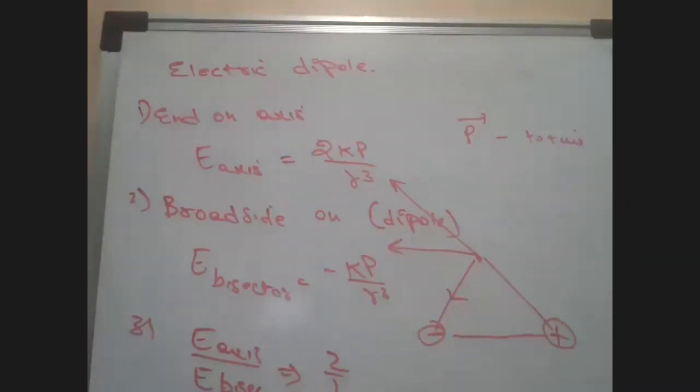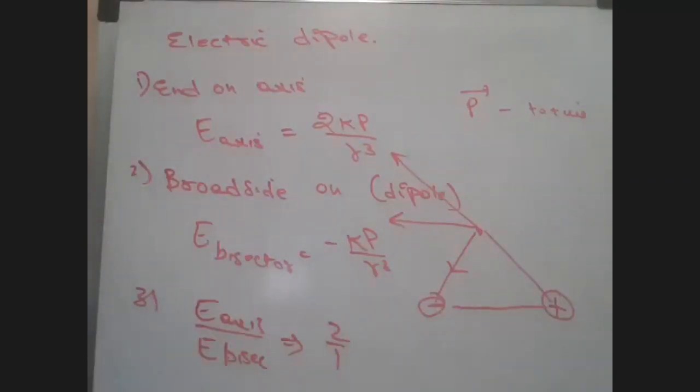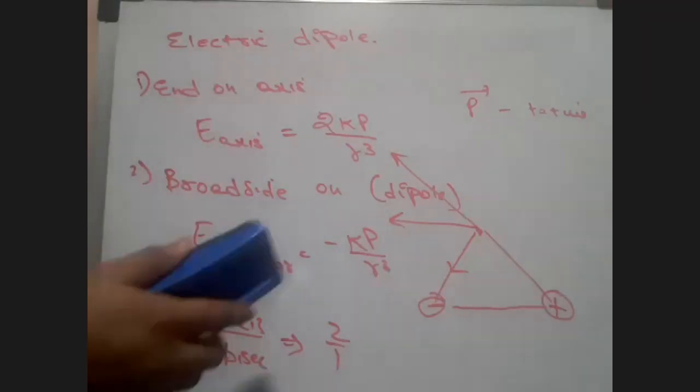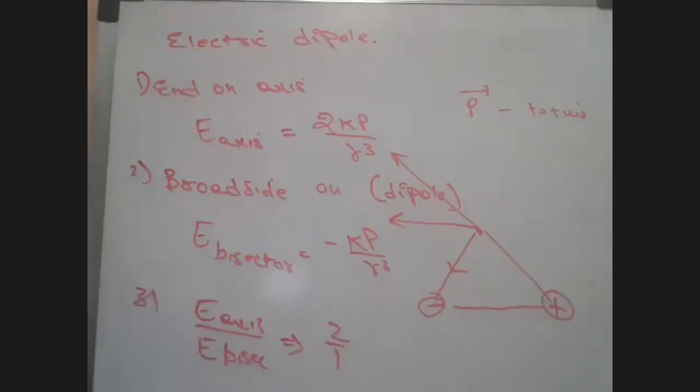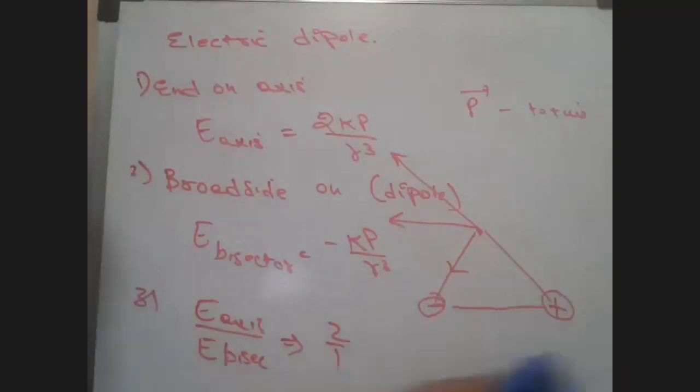These things are very important because the dipole comes in board exams and many of them skip it for unknown reasons. Okay. So I have done these things. All these three derivations are important: end on axis, broadside on axis, and the electric field on the bisector. Why is the electric field intensity opposite to the dipole at this point?